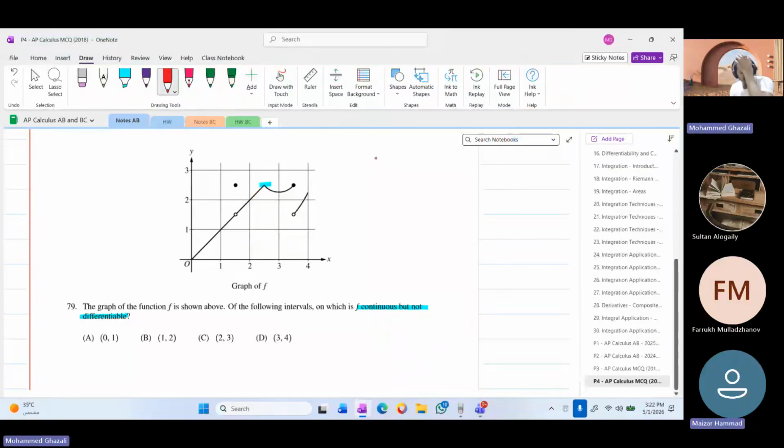Tangent. The slope of a horizontal tangent is 0. Okay, let me explain it to him. It's a very good question. Just listen. Why is the corner not differentiable?